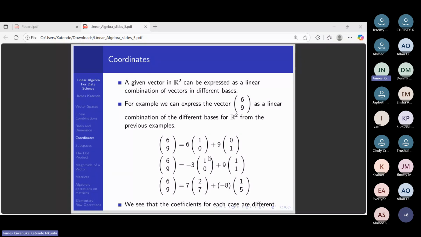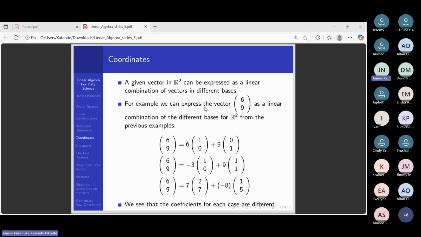And that is the concept of coordinates. So for now, we are focusing on two-dimensional space because it's easier to illustrate with this, but all these ideas can be extended to any dimension. So if you're given a vector in R2, it's possible to get many different bases. And for each of these bases, it's possible for you to write that vector as a linear combination of the vectors in the basis.